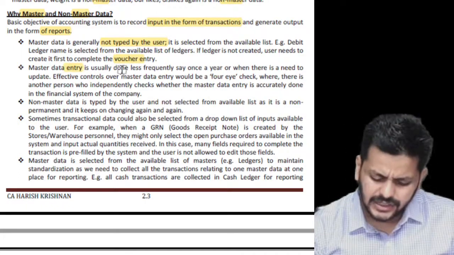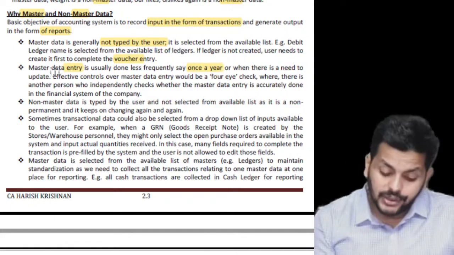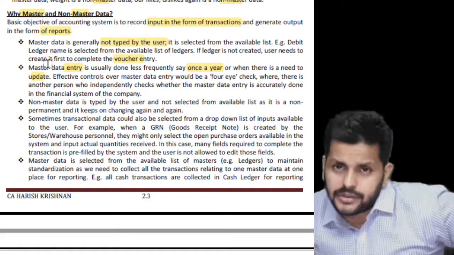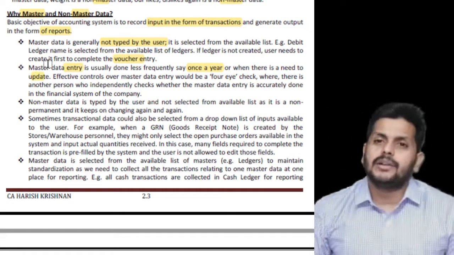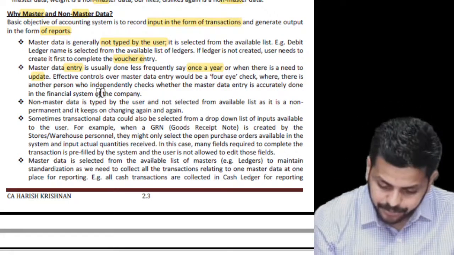Master data entry is usually done less frequently, maybe once in a year, or where there is a need to update. There is no rule that you have to do it only once in a year. It can be more than 1 year, or even once in 6 months you want to update. Effective controls, very important.